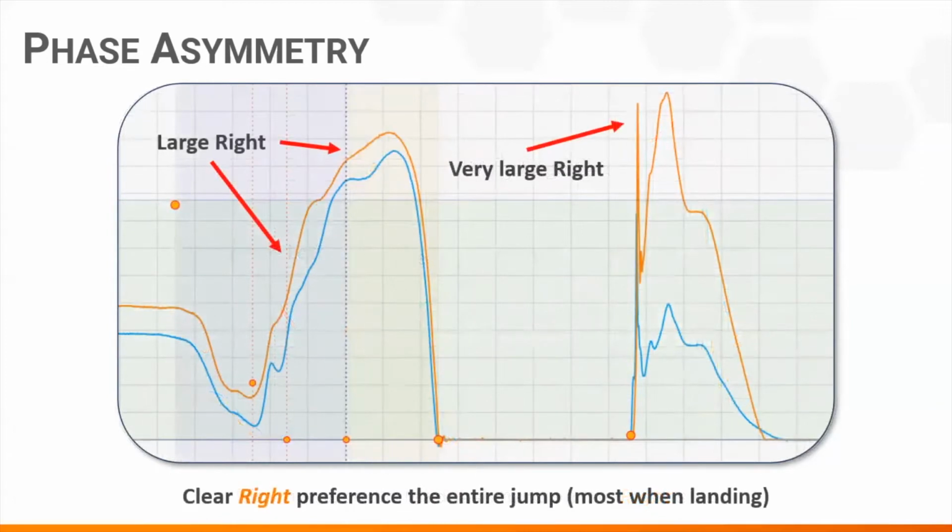Here we see a very clear right-sided dominance. Even before the movement begins, this individual is leaning onto the right side. So eccentric, concentric, and especially landing, we see a very large right-sided preference the entire jump through.